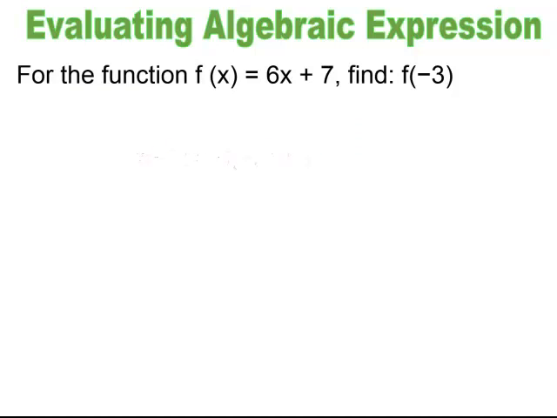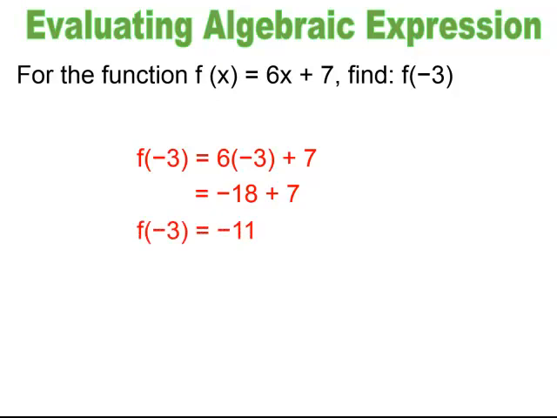So yes, you're going to plug in the negative 3 for the x value. We're going to do the evaluation. We have a negative 18 plus 7. So my f of negative 3 for this function, f of x equals 6x plus 7, will equal negative 11.